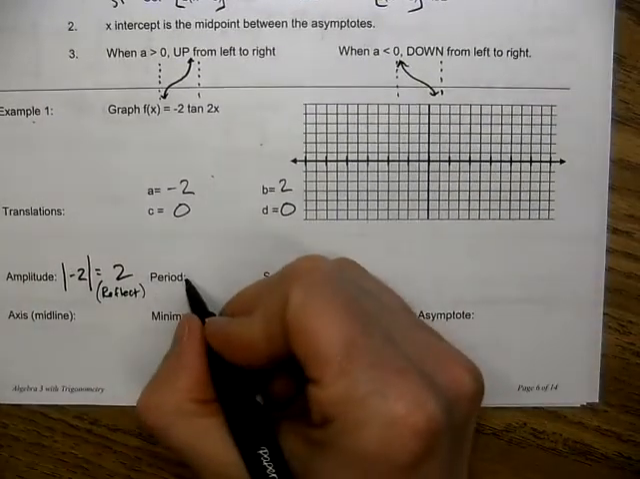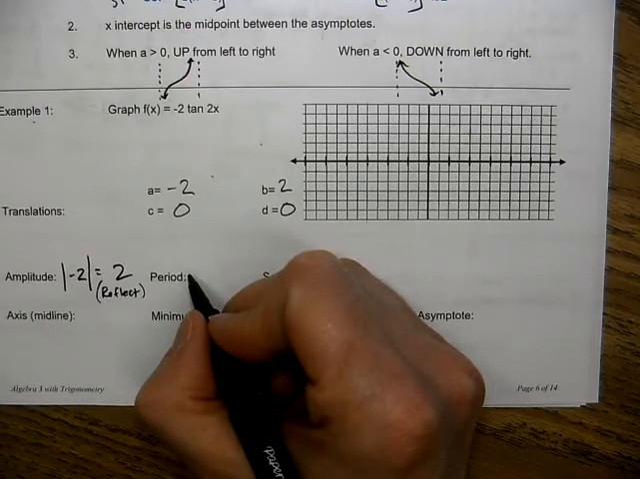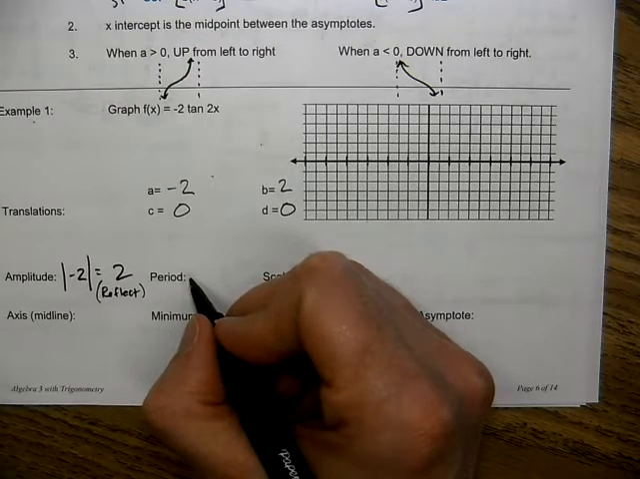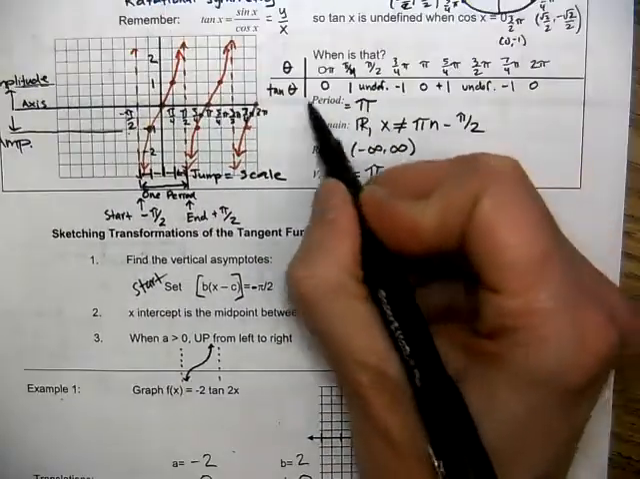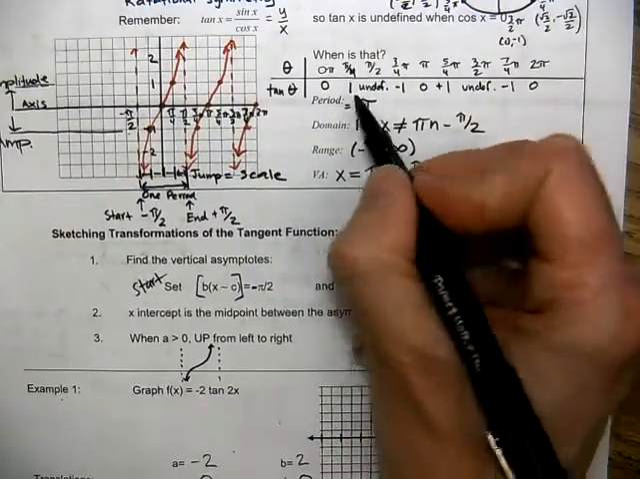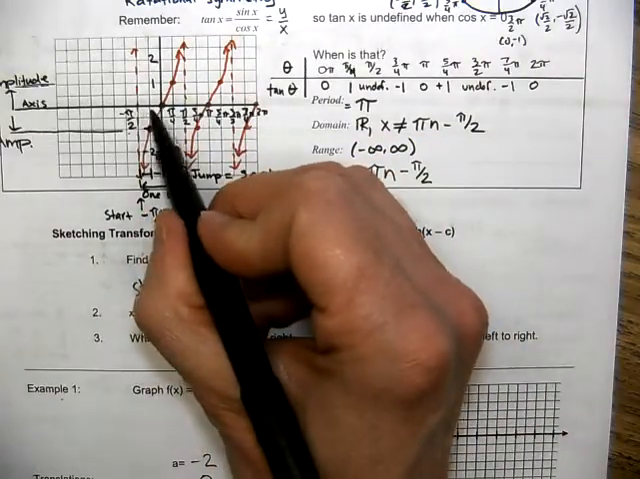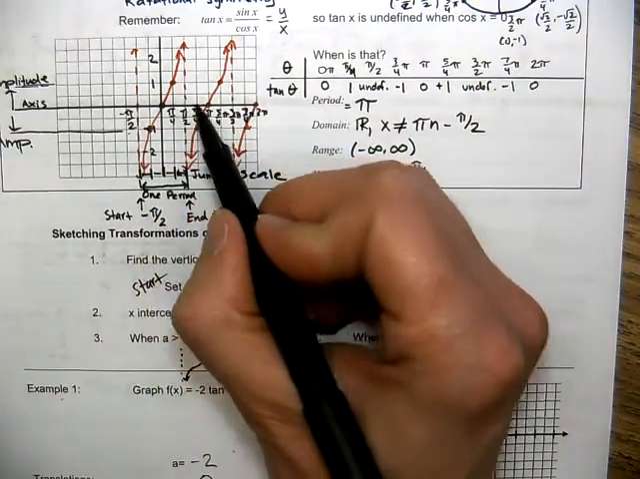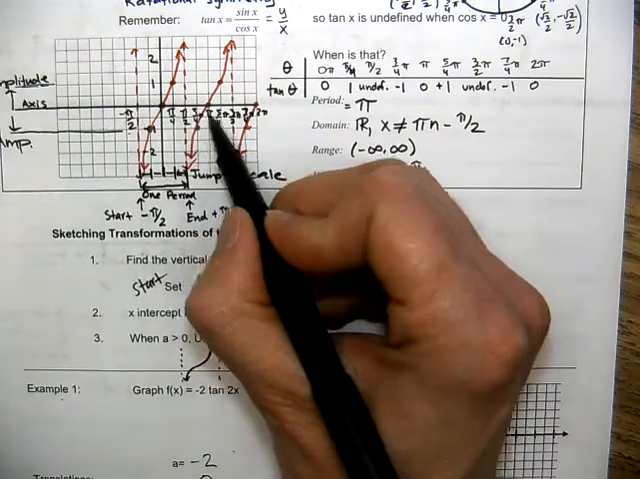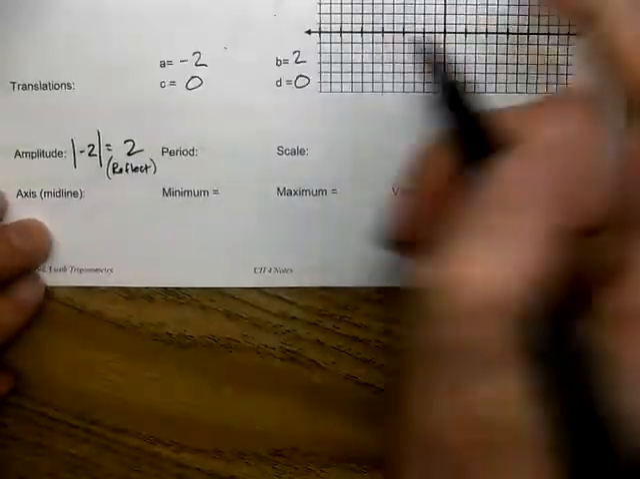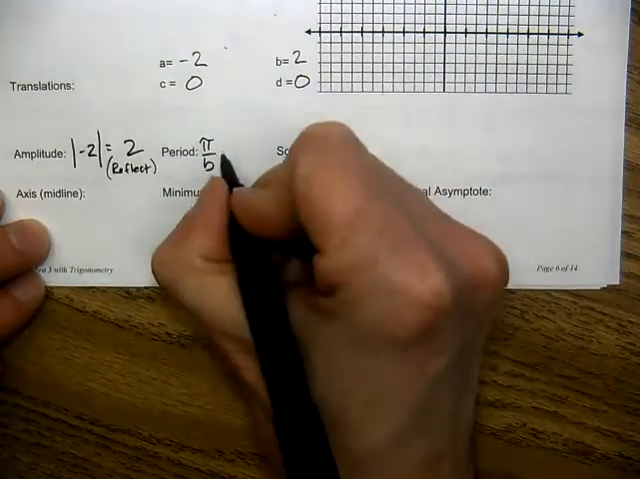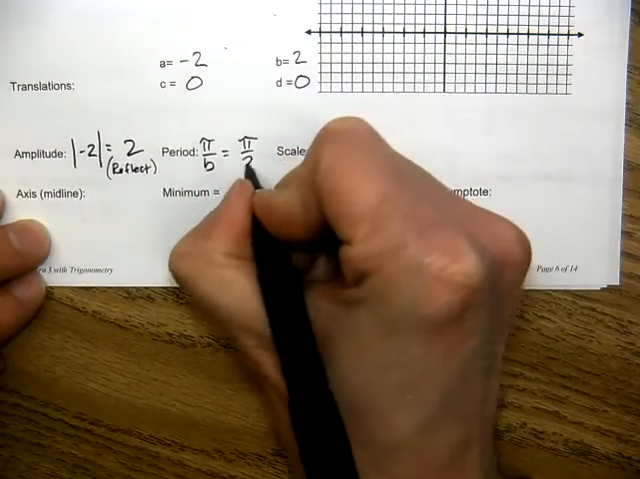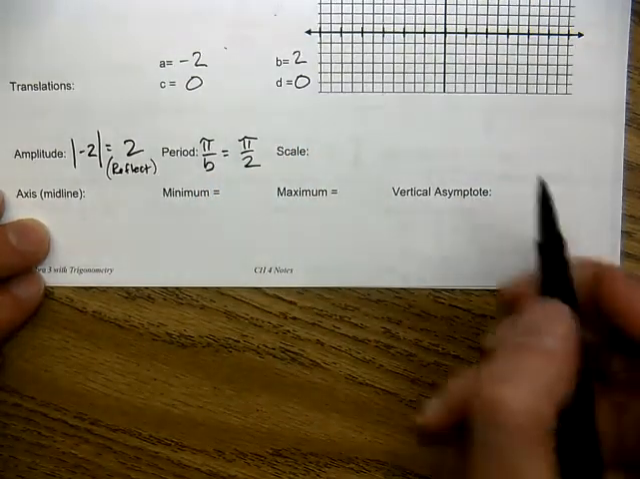The period is, now this is where it's different from sine and cosine. With sine and cosine, we did 2 pi divided by b. But here, my period is just 1 pi. How do we know that? Because that's the distance from start to finish of one complete cycle. Even from here to here, that's a distance of 1 pi. So what we're doing is we're taking 1 pi and dividing it by the value of b, which in this case is dividing by 2. So pi over 2 is the period.